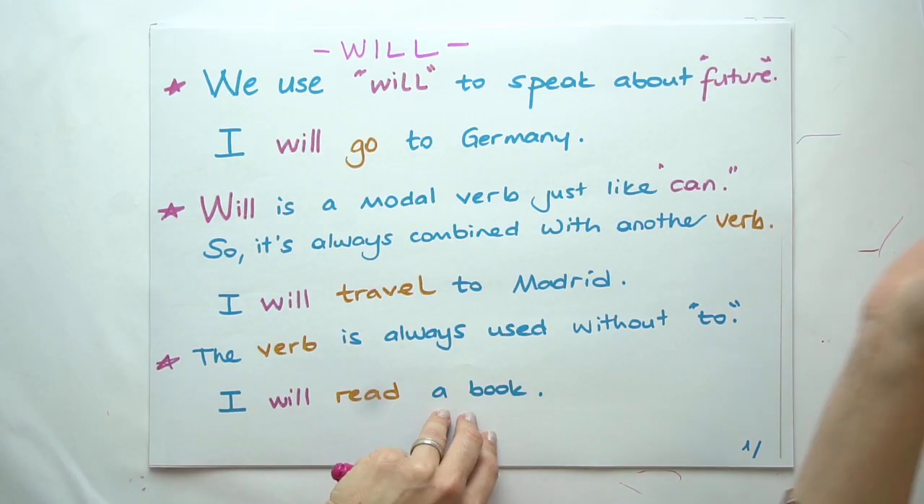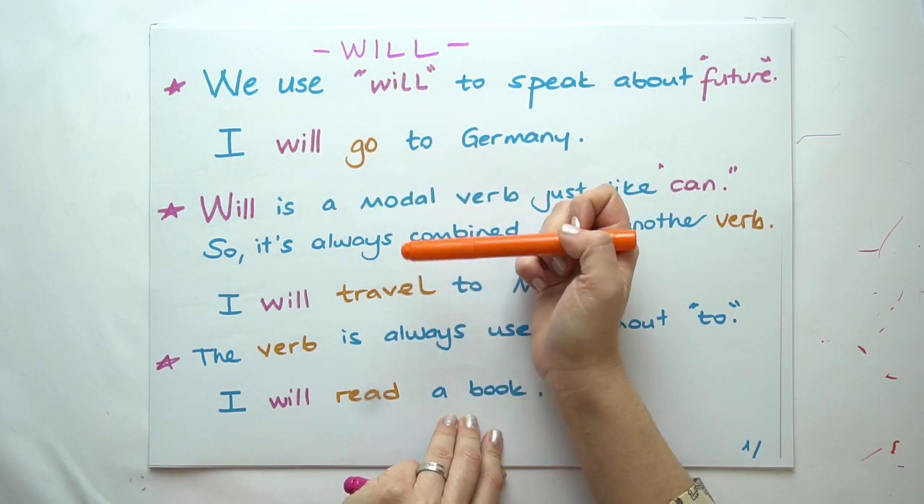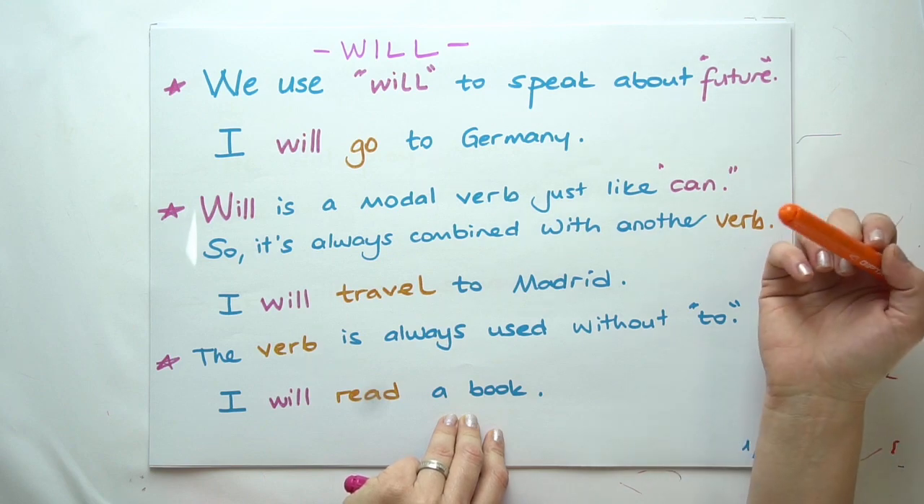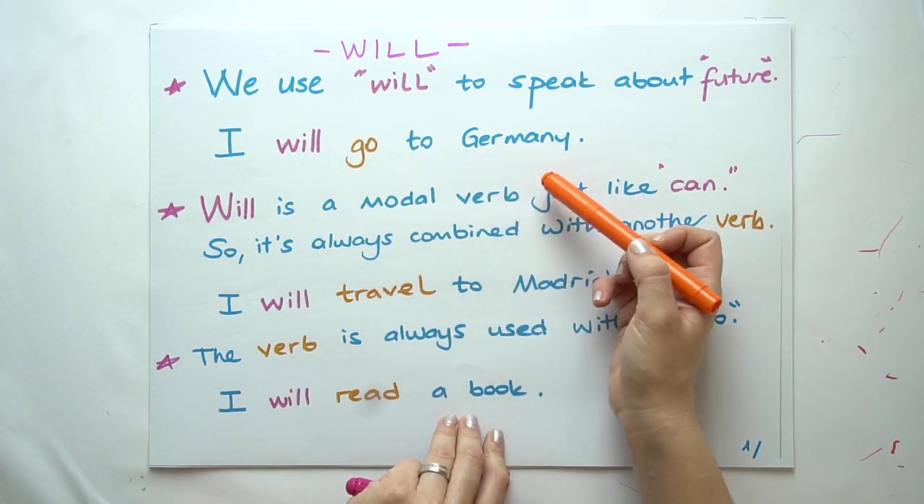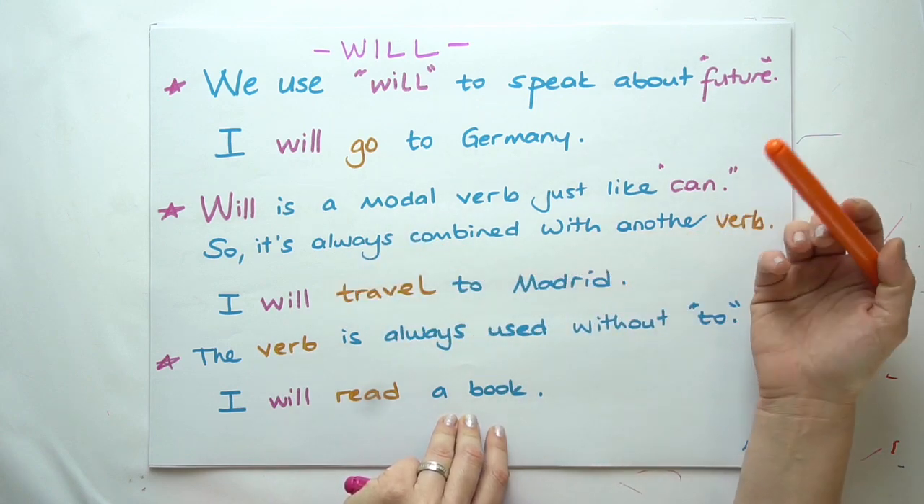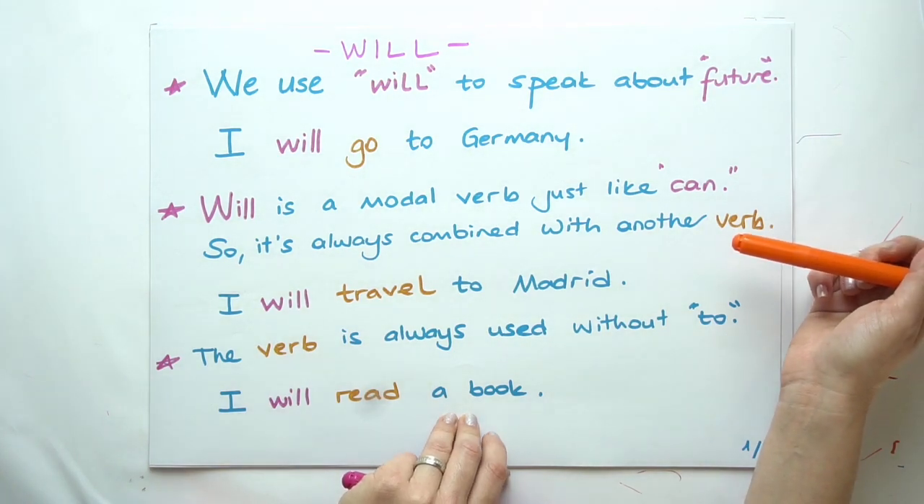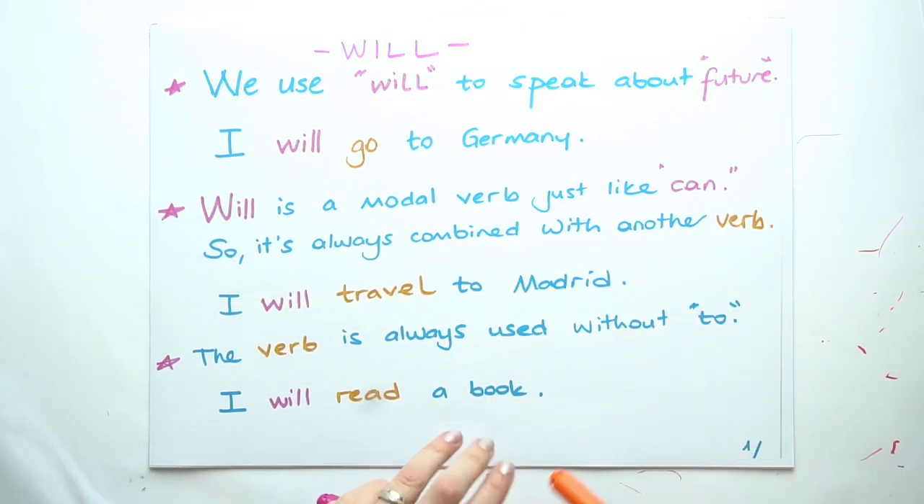First one we're going to be studying is will. We use will to speak about the future, like I will go to Germany. Will is a modal verb just like can, so it's always combined with another verb. I will travel to Madrid.